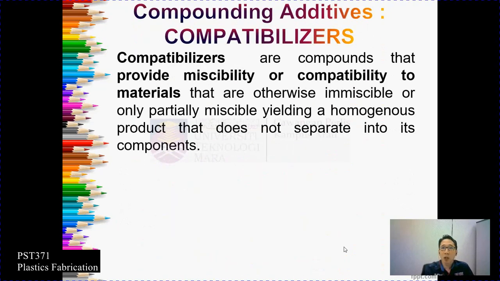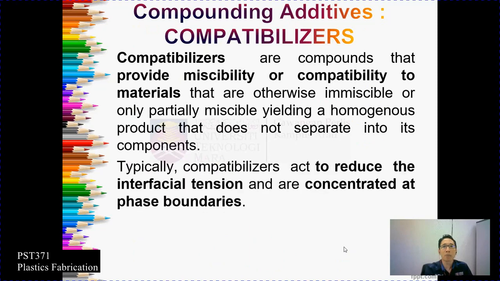Then we have compatibilizers. Compatibilizers are compounds that provide miscibility or compatibility to materials that are otherwise immiscible or only partially miscible, yielding a homogeneous product that does not separate into its components. Typically, a compatibilizer acts to reduce the interfacial tension and is concentrated at the phase boundary.